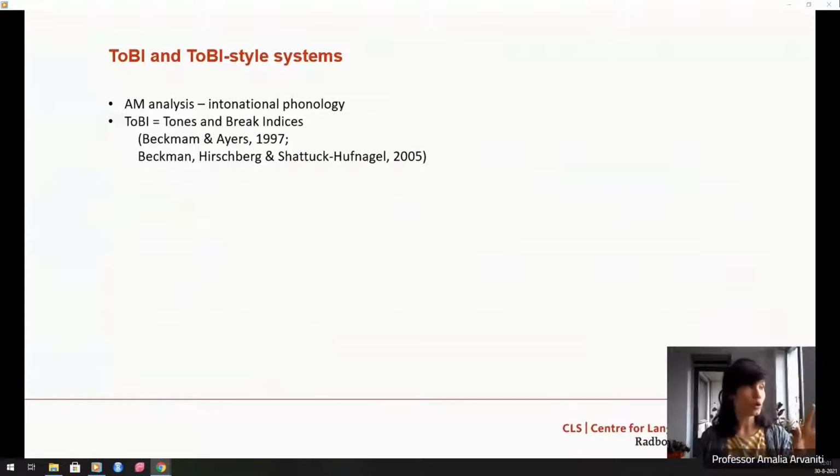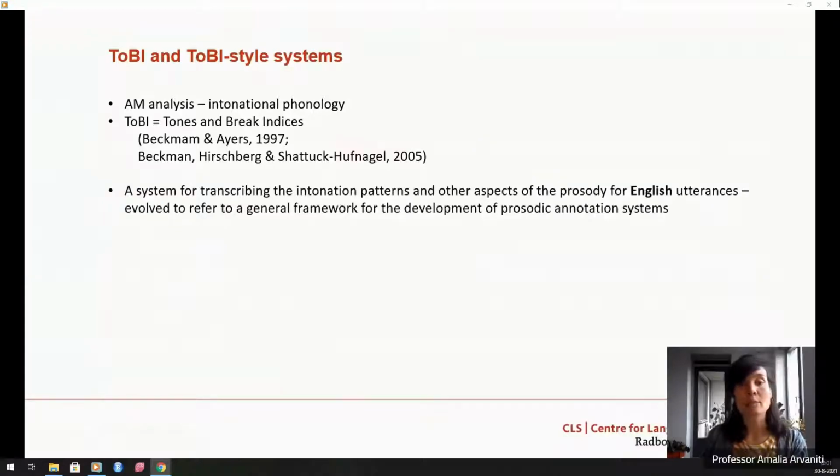ToBI stands for tone and break indices and was developed by a group of researchers in the early 1990s. It was first developed for transcribing the intonation patterns and other aspects of prosody in English. However, the term ToBI has now evolved to refer to a general framework for the development of prosodic annotation systems. There are now ToBI systems for a wide variety of languages.